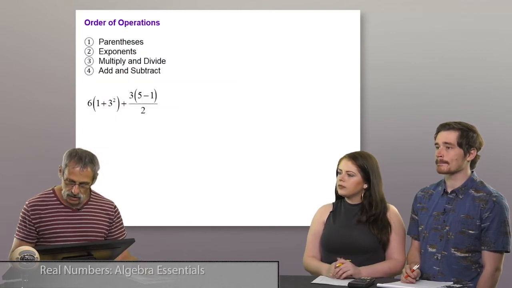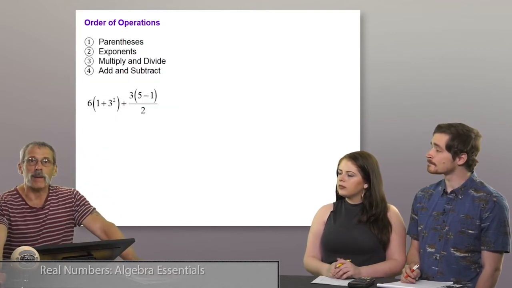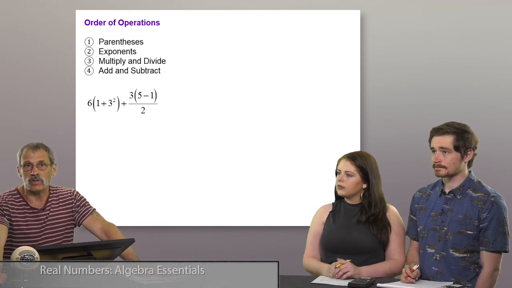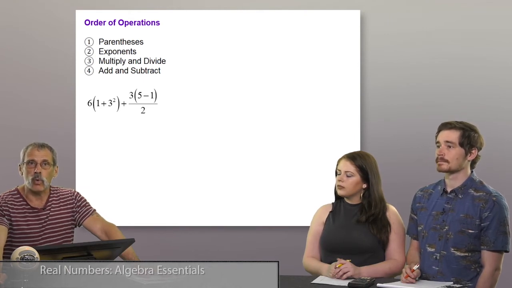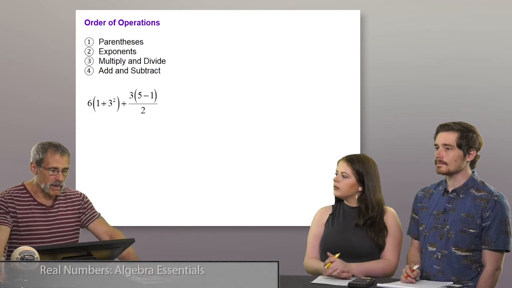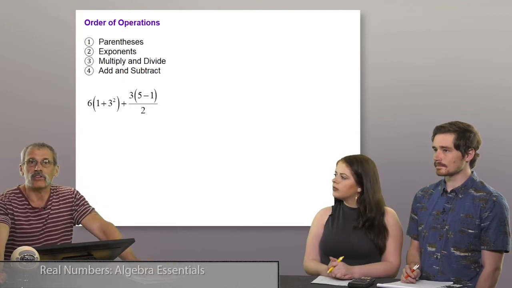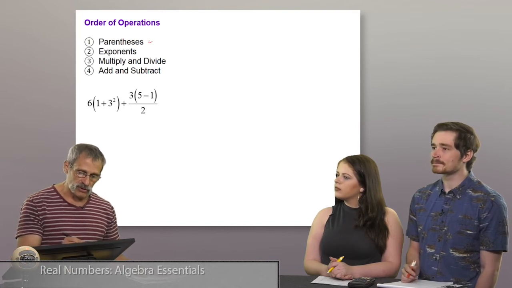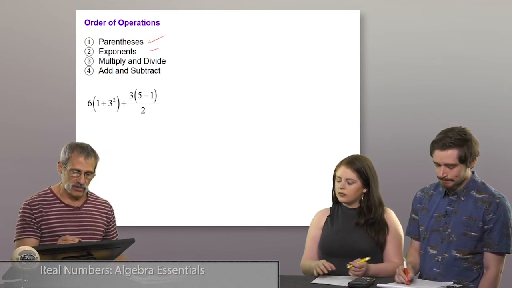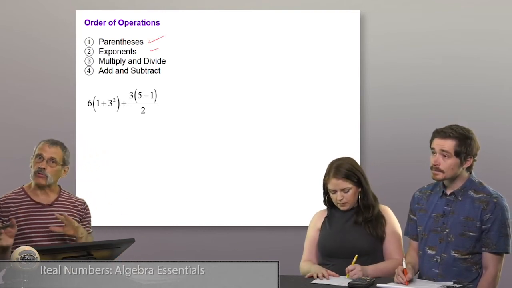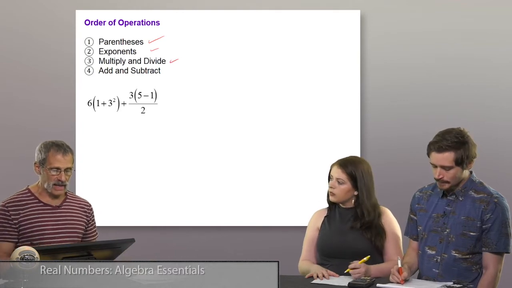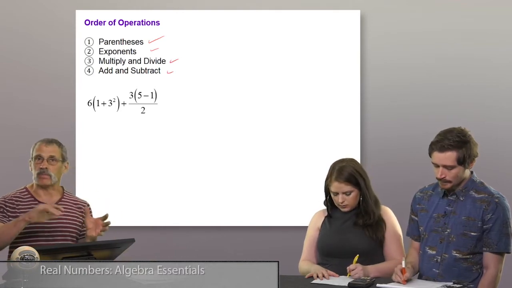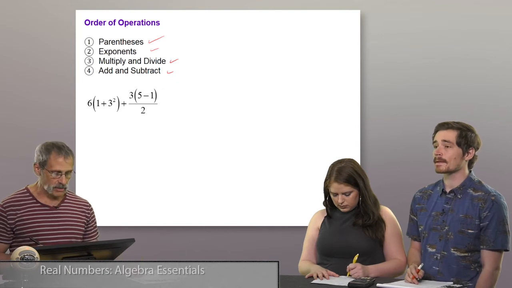Now the next thing we're going to do is take a look at order of operations, because whenever you do a calculation, you follow a specific order. People remember the acronym, please excuse my dear Aunt Sally. That stands for do parentheses first, and then turn to the exponents. And then moving from left to right, look at multiplying or dividing. And finally, again moving from left to right, look at adding and subtracting.